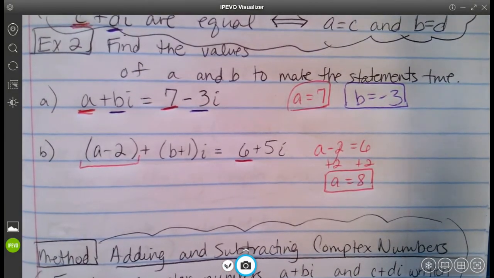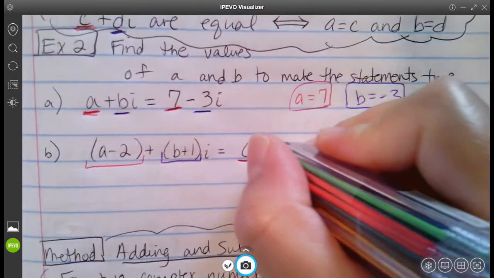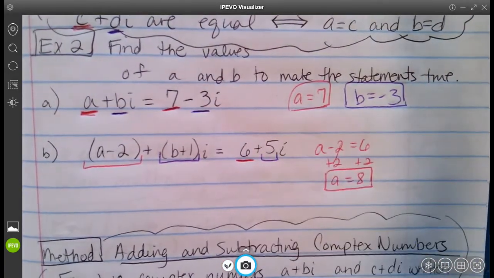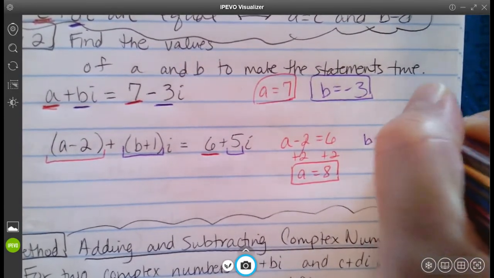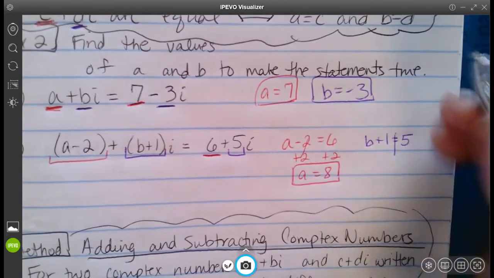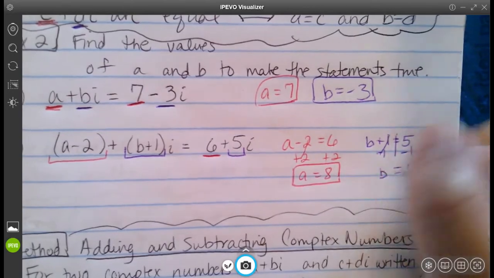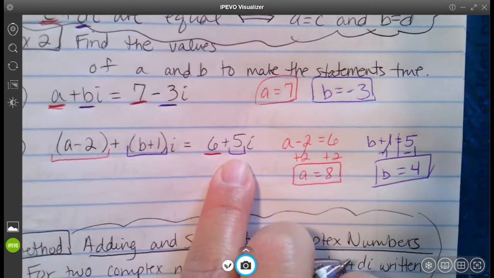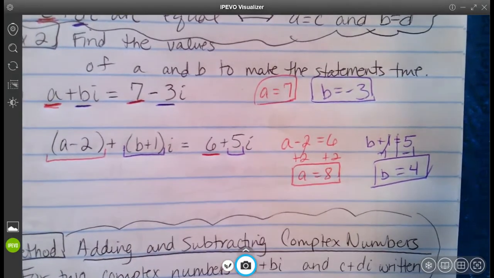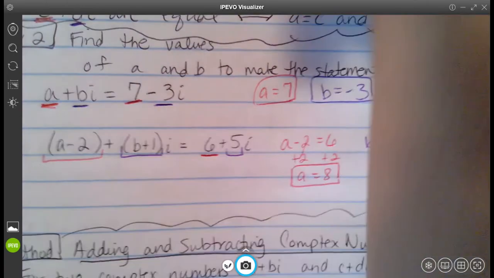And then we do the same thing with b, but now we're going to match it up to the imaginary part, which is going to be this 5 right here. So same thing, b plus 1 is equal to 5. We solve. So b is equal to 4. And if we plug in a 4, 4 plus 1 is equal to 5. Okay, and the i is already there, so we don't have to do anything with that. Easy as that. Moving on. So far, I hope this isn't too bad.